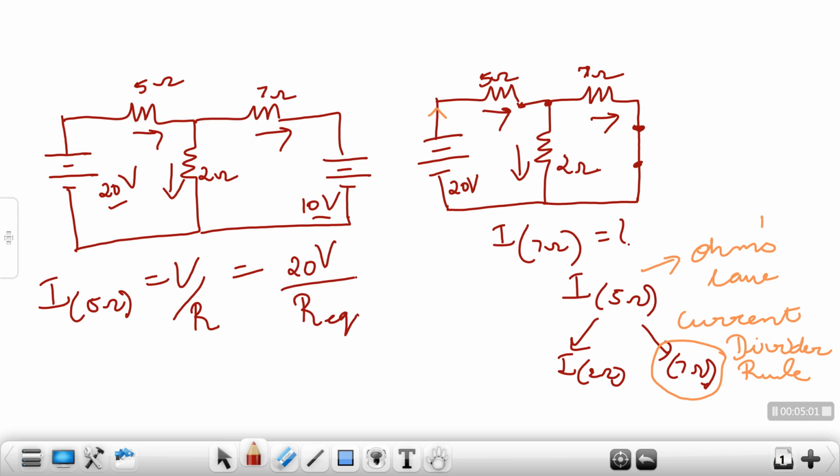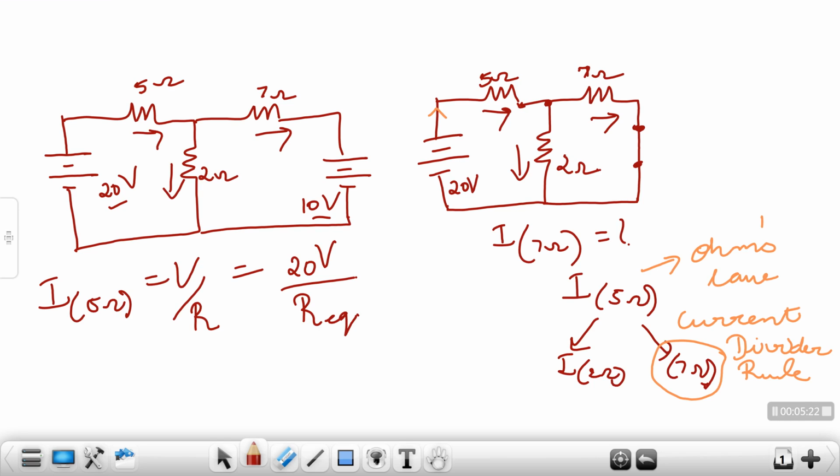This is the resistance of the current in 5 ohms. Now what I mean by this, if I have a look at the circuit over here, the current in 5 ohms is going to divide into two parts. One part is going to flow through 7 ohms, the second part is going to flow through 2 ohms.